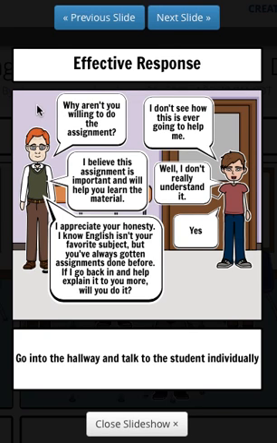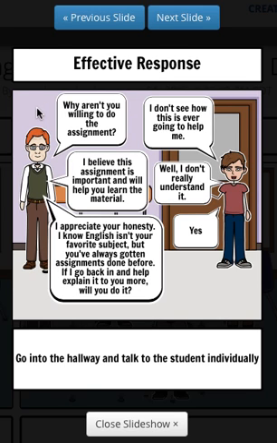So in the next slide we have the hallway conversation. The teacher is again calm. He simply asks the student why he's not willing to do the assignment, and the student is still a little defiant. He says, "I don't see how this is ever going to help me." So the teacher here uses I statements. He says, "I believe this assignment is important and will help you learn the material." And the student then says, "Well, I don't really understand it." And he lets the teacher in and tells him what's really going on a little bit more.